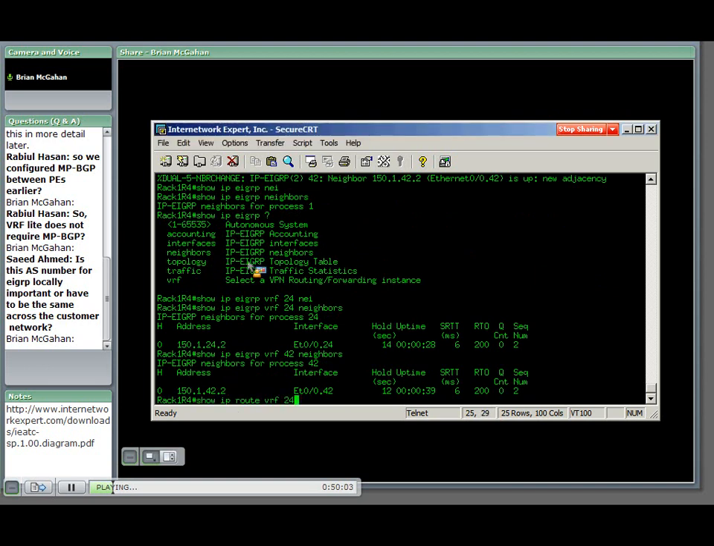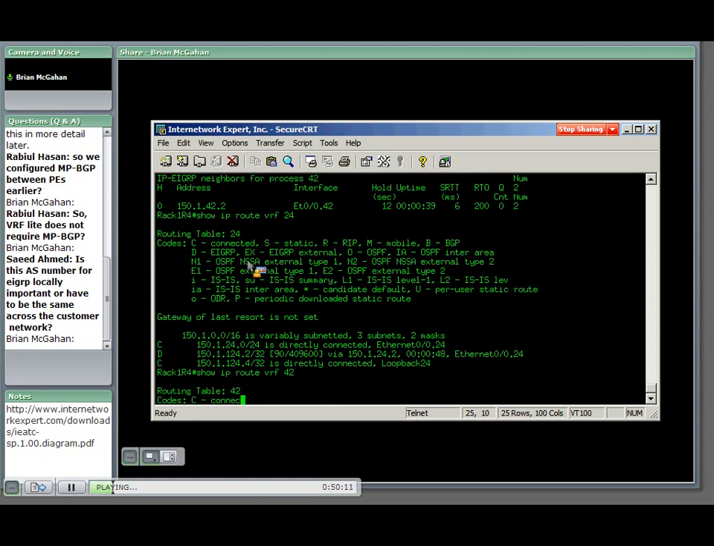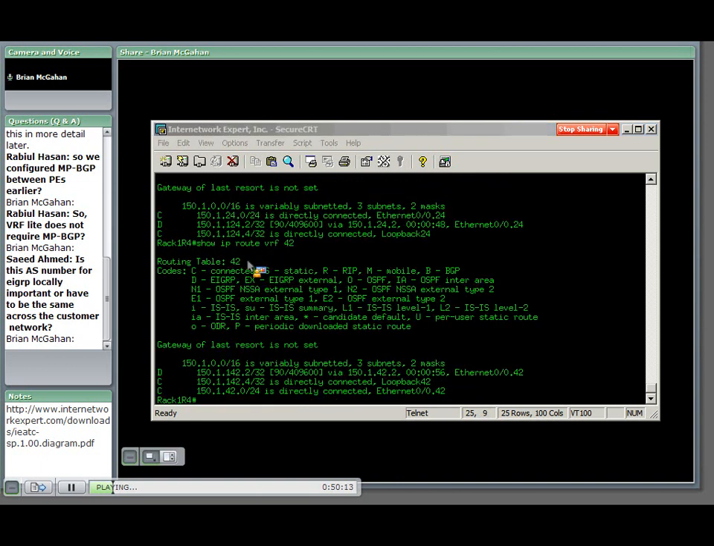If we look at the routing tables, and say show ip route vrf 24, we see we have the EIGRP route to router 2's first loopback. And then inside VRF table 42, we have the route via EIGRP to the other loopback.